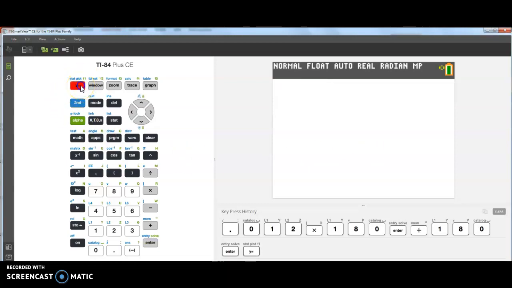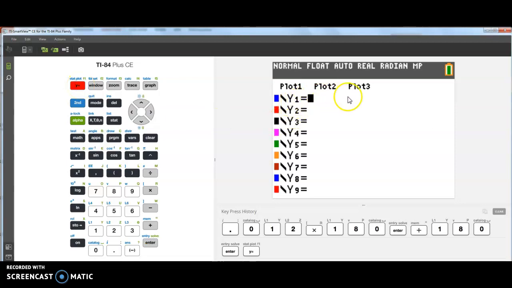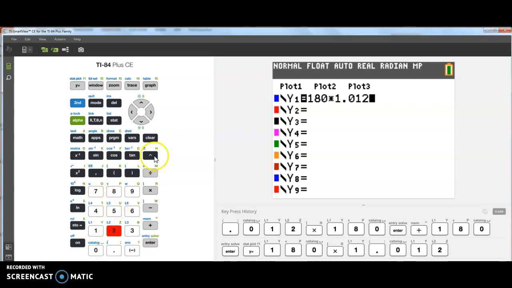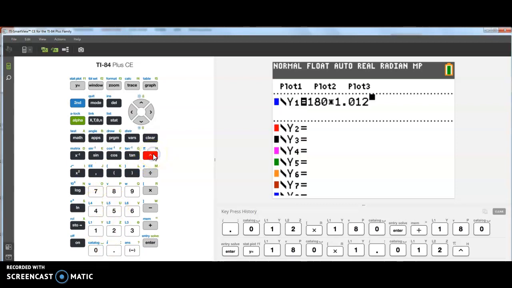So I use my y equals, and it asks me to type my equation. So the equation that I had been shown is 180 times 1.012, and then I use my caret key to the t power. Our calculator does not have a variable t, it only has x, and x is right here beside the alpha key. So there I have typed in the formula.